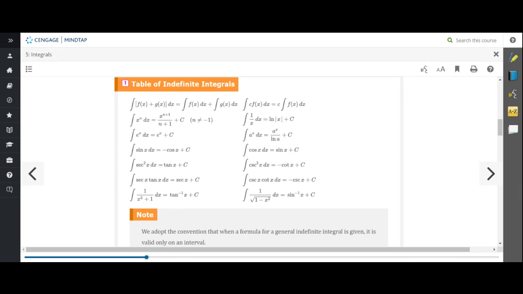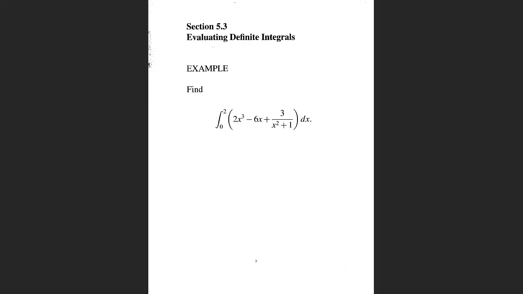So let's go ahead and do it. This table is, of course, in section 5.3. It comes right before example 3. So let's go ahead and look at another example here. Let's work through this example.